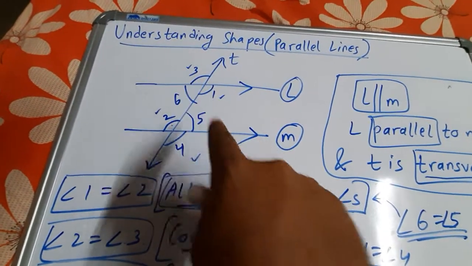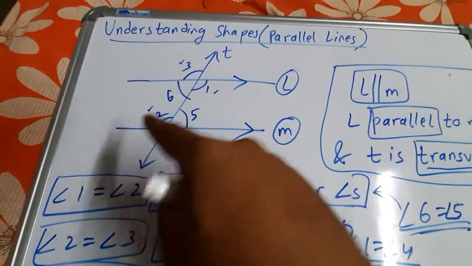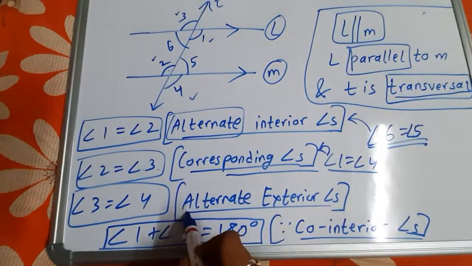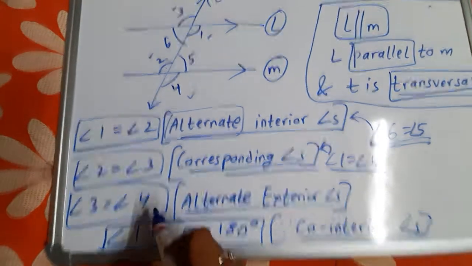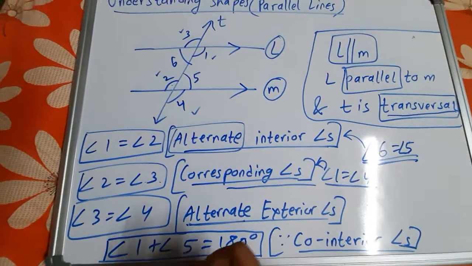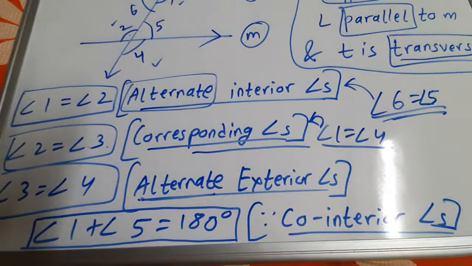Now this 3 and 4, they are on the opposite side. See, 3 is on left hand side, 4 is on right hand side. 3 left, 4 right. See, the alternate term is satisfied. That's why angle 3 will be equal to angle 4. Okay, this is the meaning of alternate exterior angles, and they are equal by the property of alternate exterior angles.